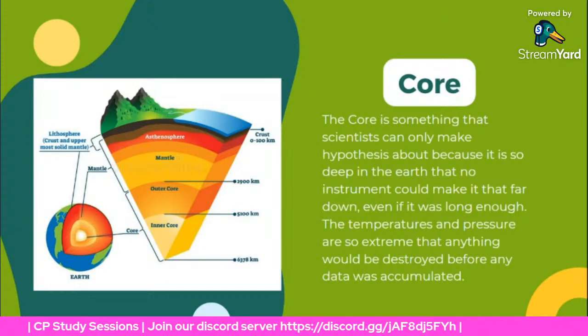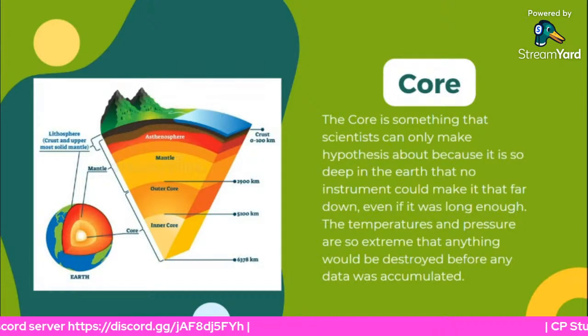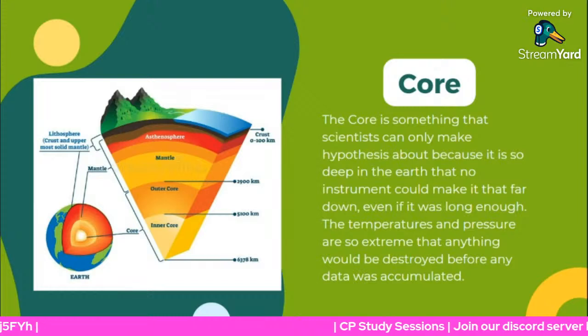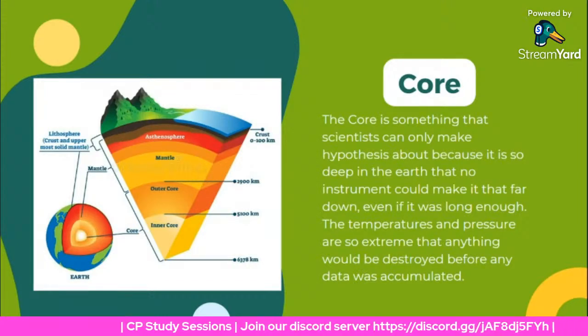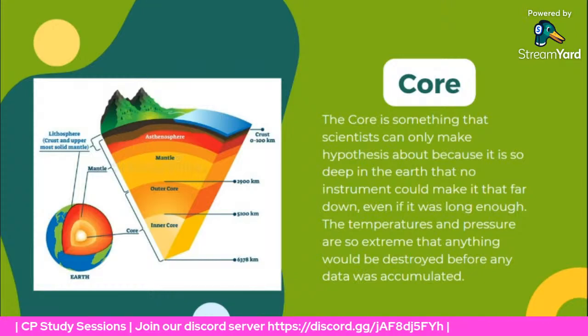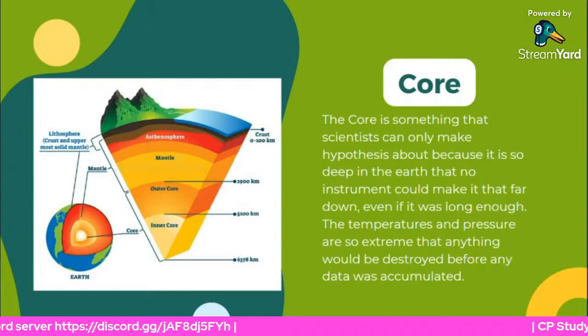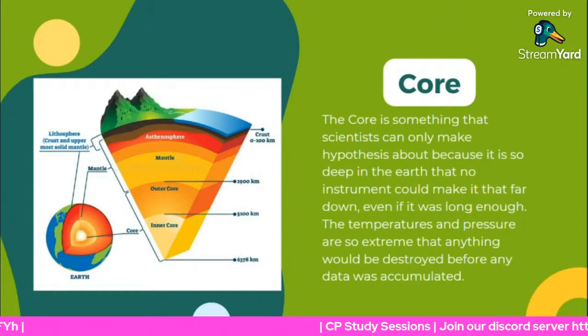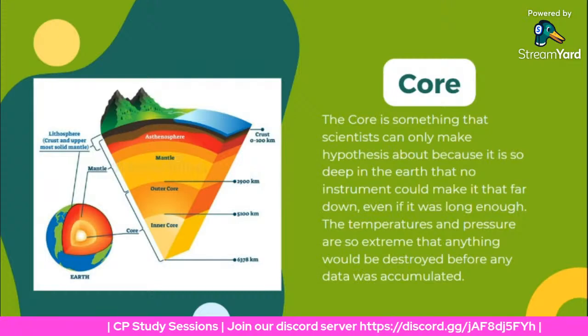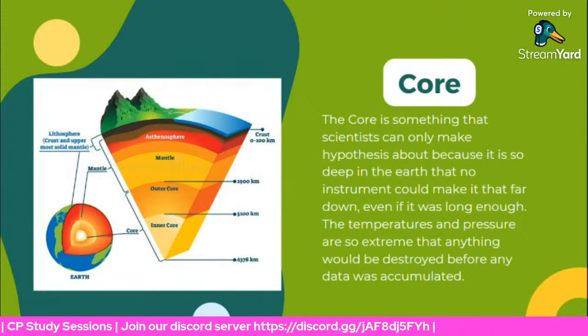So mainly, the Earth's layers are only three, which are the crust, mantle, and core. But if you expand the layers of Earth, you will get the lithosphere, asthenosphere, upper mantle, lower mantle, outer core, and inner core. And that concludes our Earth Science class.